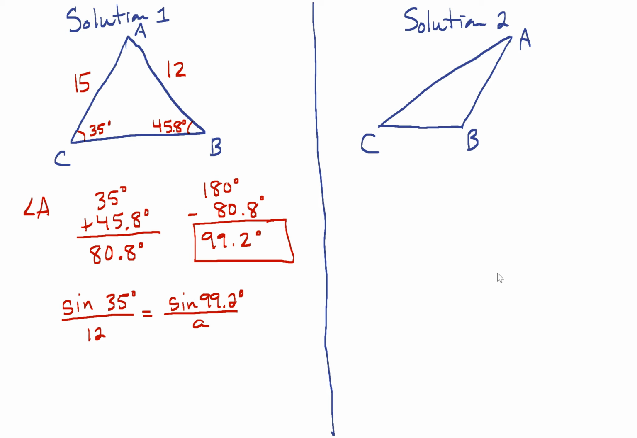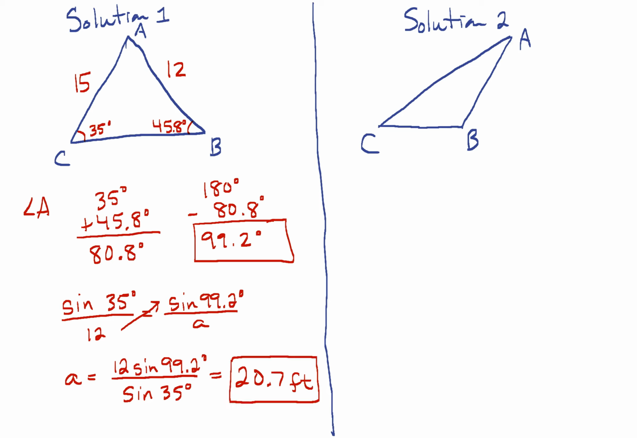What should I do here? Again, hopefully you guys can do this in your head. I multiplied both sides by a and 12, and then I divided both sides by sine of 35 degrees. So we're skipping a couple steps here. I think you guys know because we've practiced this already. Punching that into a calculator, and you got yourself 20.7 feet, and that is good by me right there. That's the two things I know.